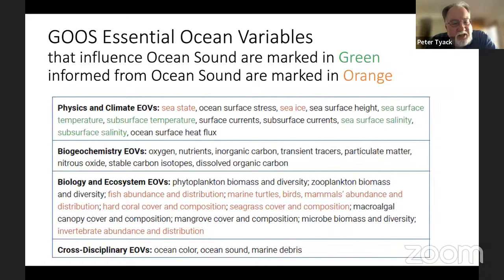There are 3 cross-disciplinary essential ocean variables: ocean color, most of which comes from satellites; marine debris, which is policy related; and ocean sound. And the key about ocean sound is that it provides information for all of the essential ocean variables marked in orange. So there's some physical ones and quite a few biological ones for which sound provides information. And the ability to predict how sound propagates is influenced by all of the essential ocean variables marked in green: sea surface temperature, subsurface temperature, salinity. These affect how sound propagates in the ocean.